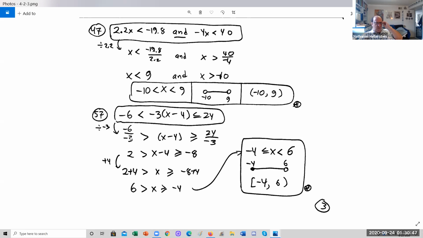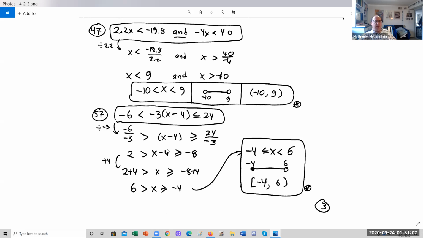Negative 6 over negative 3 here. Here the negative 3 cancels. So you get 24 over negative 3. And since we're dividing by a negative number, the inequality signs reverse: less than to greater than, less than or equal to greater than or equal. Okay, we work this out a bit. 2 is greater than x minus 4 is greater than or equal to negative 8.